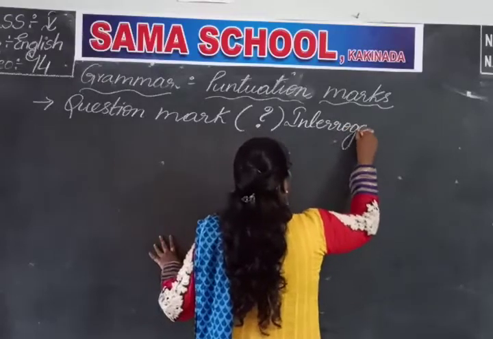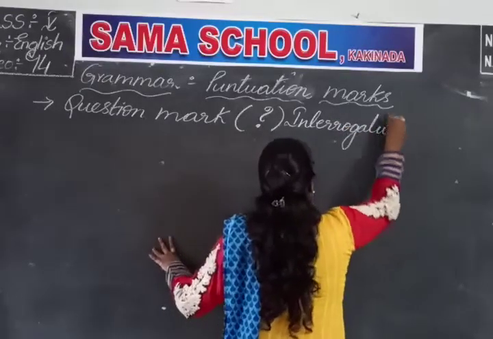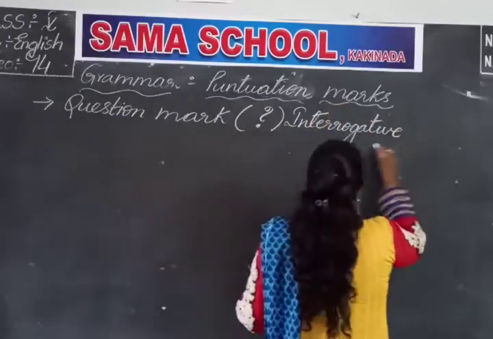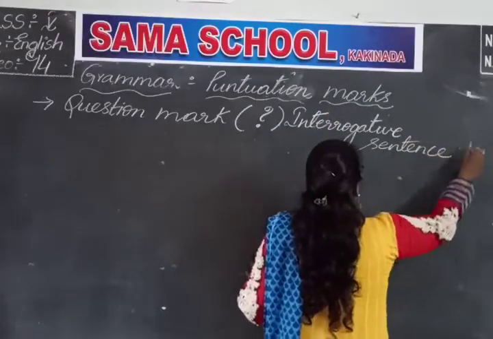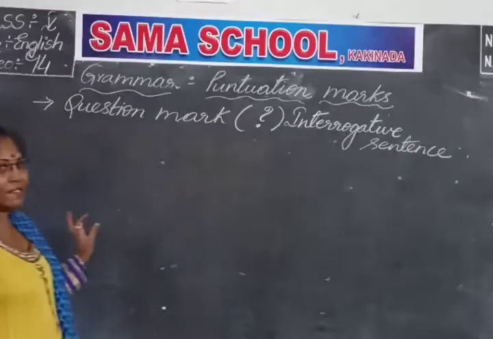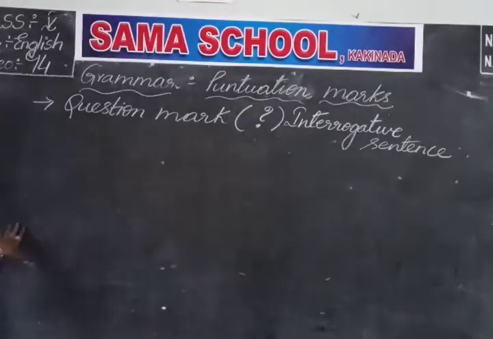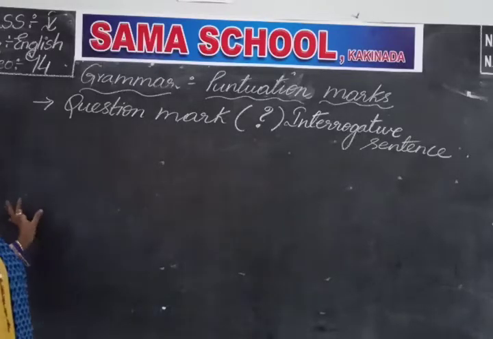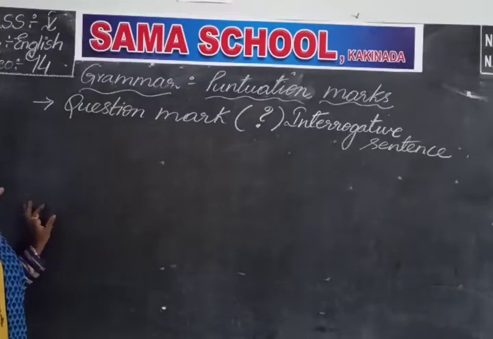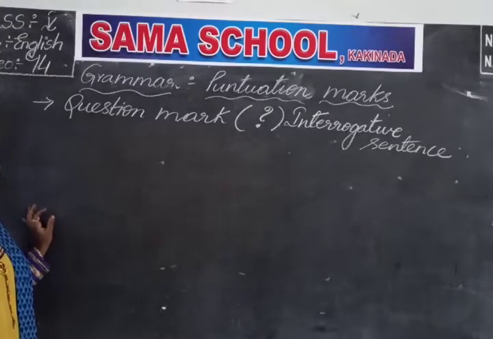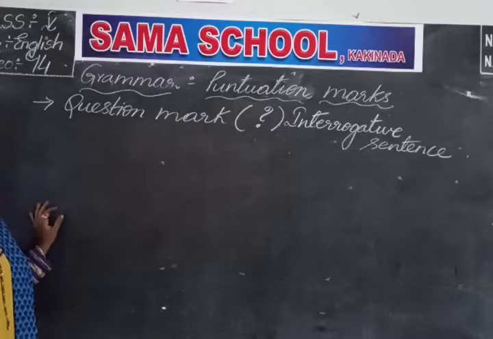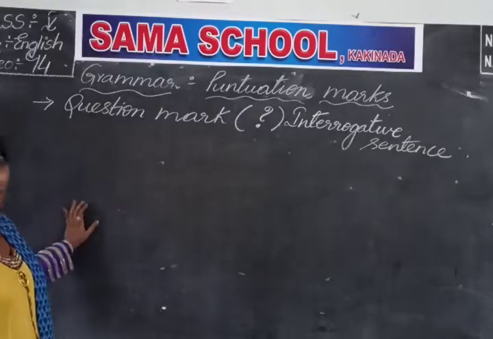Interrogative sentence. Okay, children? Clear? In the previous video, I taught you about the full stop. In that, we got two types of sentence: one is the assertive sentence, or we can call it a declarative sentence, and the other one is the imperative sentence. All the please, command, requesting words will be used in that sentence. So, there we place a full stop.